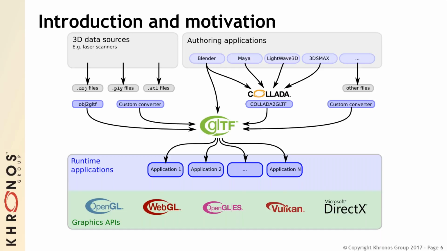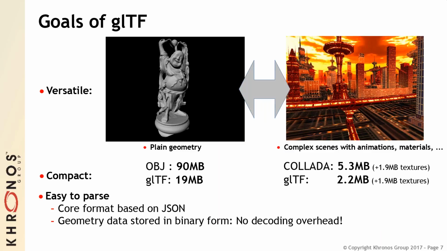So this comes together with several goals during the development of glTF. As already mentioned before, it should be versatile, compact, and easy to parse. And on this slide, you can see an example. For example, this plane geometry, this heavy Yoda example. As an OBJ file, it requires 90 megabytes, and that's really a lot. You can hardly transfer this over the web in real time.